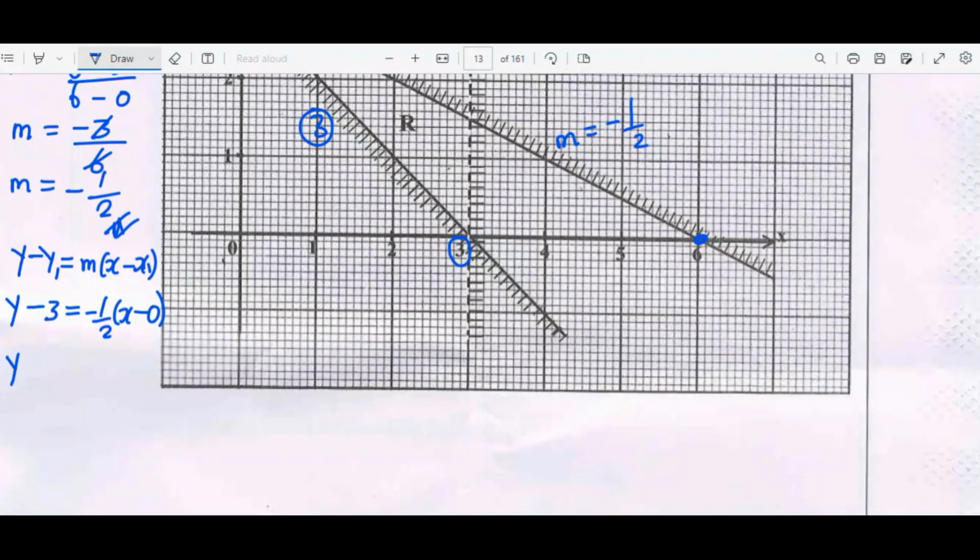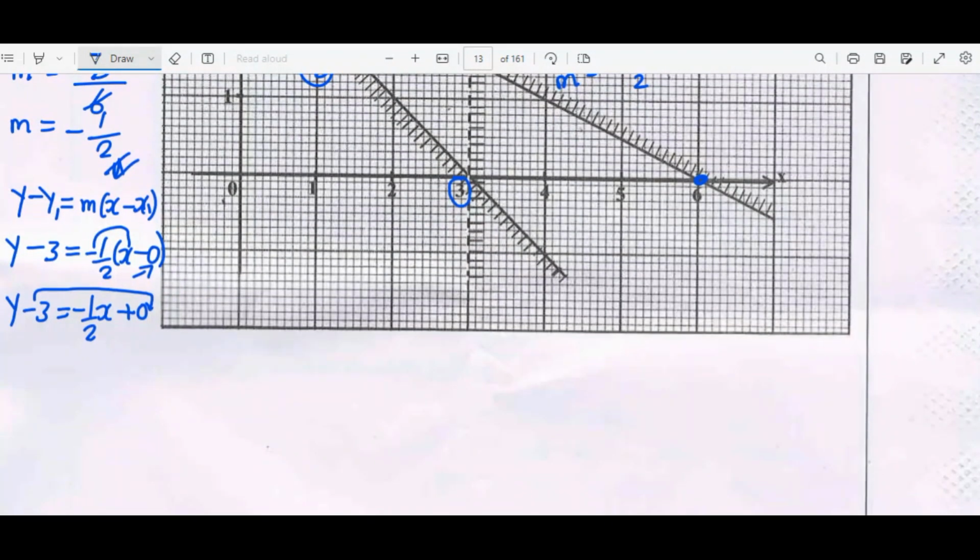So we have y minus 3 is equal to negative half times x, which is negative half x. Negative half times negative 0 is positive 0. The reason why we chose that pair is so that we get rid of the fraction. For this part, we are just going to move our negative 3 to this side. After that is done, we now have y is equal to negative half x plus 3.